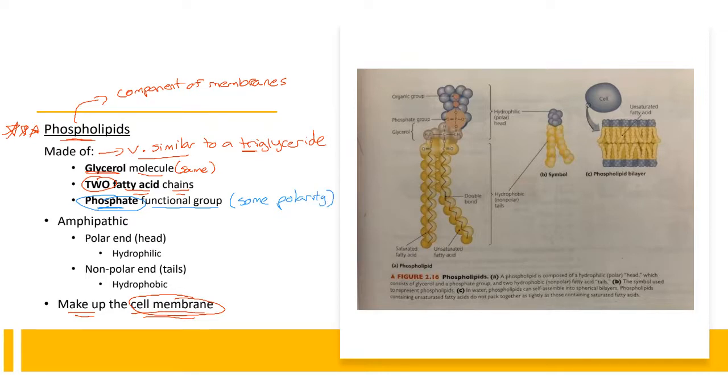Okay? Because of this phosphate group, we make this phospholipid something called amphipathic. It's going to have a polar end, which means it has an electrical charge. So one end of this molecule is going to be hydrophilic. The other end, the fatty acids, I want to be nonpolar, and this part is going to be hydrophobic. So we now have a molecule that has kind of two personalities.